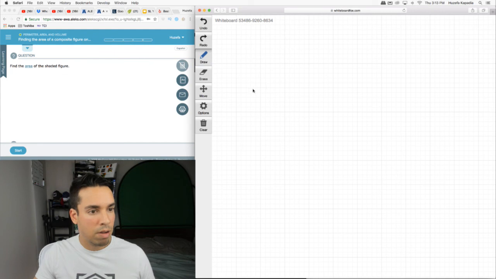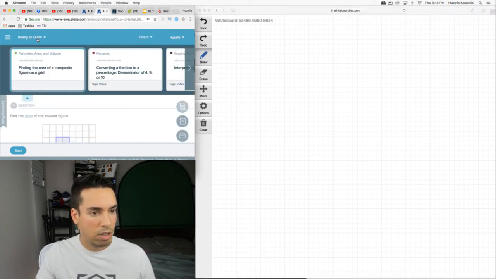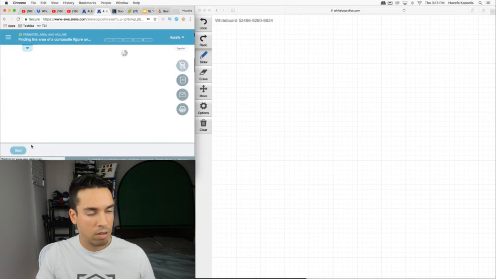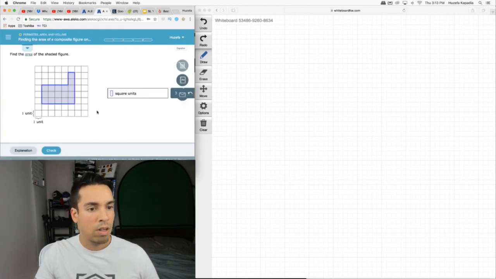All right, finding the area of a composite figure on a grid. Cool. So this is not as easy. We don't have that nice convention where we can count these sides and this side and multiply, because it's a weird shape. Instead, we just count the number of little squares inside. So we got 3, 6, 9, 12, 15, 16, 17. So I got 17 little squares, 17 square units.